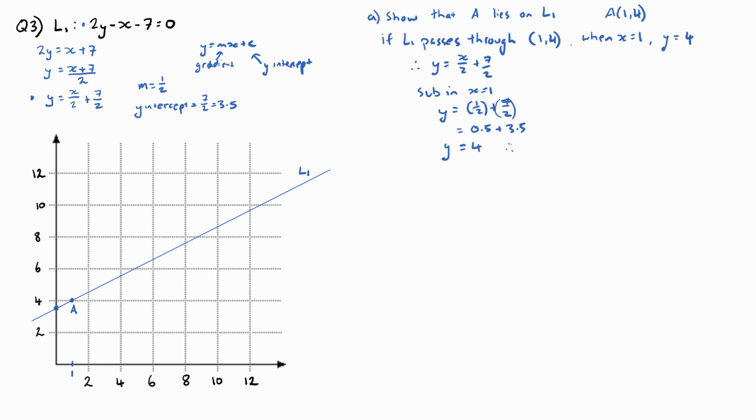And that proves that this line L1 passes through the coordinate point A. And that is the answer to part A, question 3.